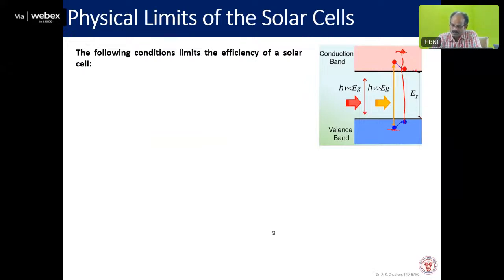Suppose a hole and an electron are created here, then within a certain time they will lose this energy thermally and come back here. So this much extra energy, which has been absorbed by the material from the photon, will not be useful and has gone into heat only. However, if the energy is less than the band gap, then it will be totally transmitted. It will not be absorbed at all.